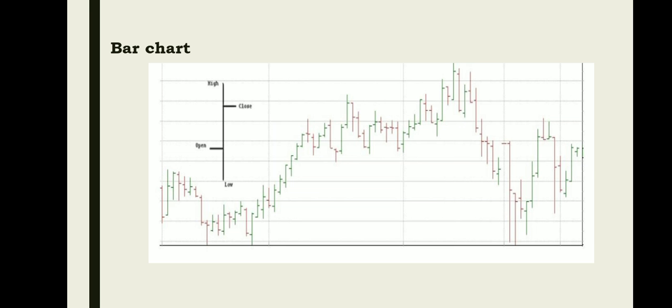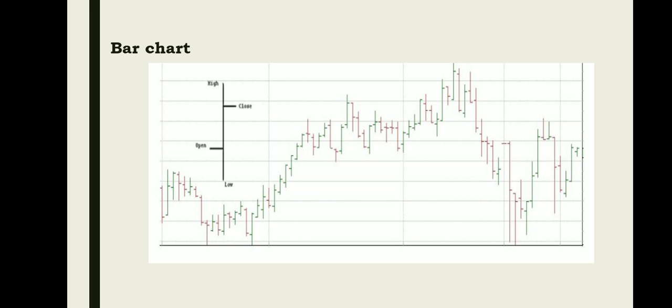This is bar chart. This chart shows all the price points, that is open, high, low, and close points. Here in the left side of the chart, the open, high, close, and low points are shown. The upper and the lower portion of the vertical line is high and low points. The dash in the left side of the vertical line is open price and the dash in the right side of the vertical line is the closing price. Green color represents rising trend and red color represents the falling trend.